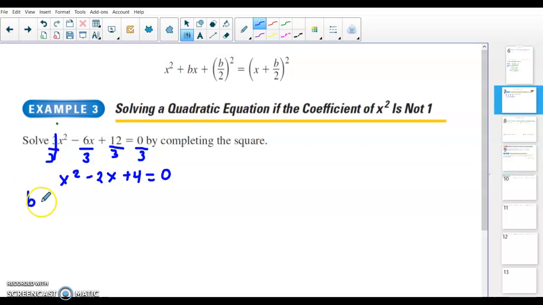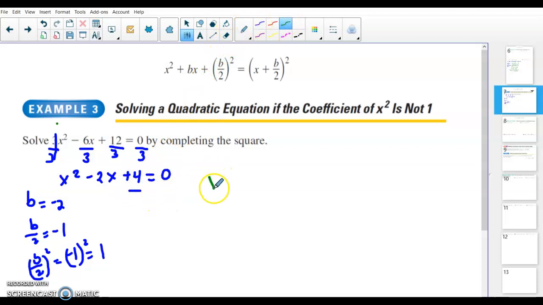Now we're going to do the exact same thing to complete the square, and we're going to pull out b, which is minus 2, and b over 2, which is negative 2, divided by 2, which is negative 1. Now we have b over 2 squared, which is equal to negative 1 squared, or it's equal to positive 1. So that means I need a positive 1 in this location, and I don't have one. So x squared minus 2x, and we're going to add that positive 1 in here.